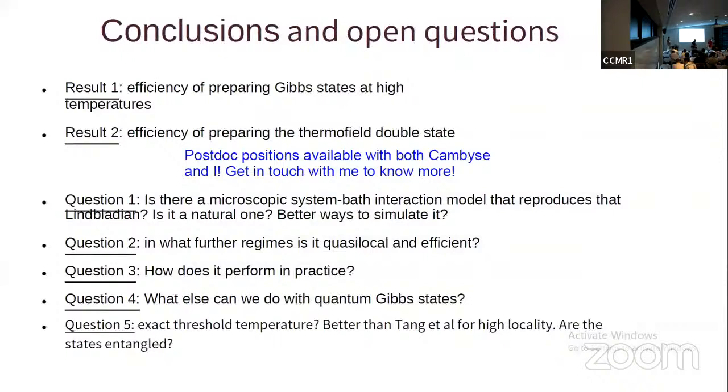Questions? So you said that you don't know the constant, but is it close to 1, or should it be very close to 1, or how?